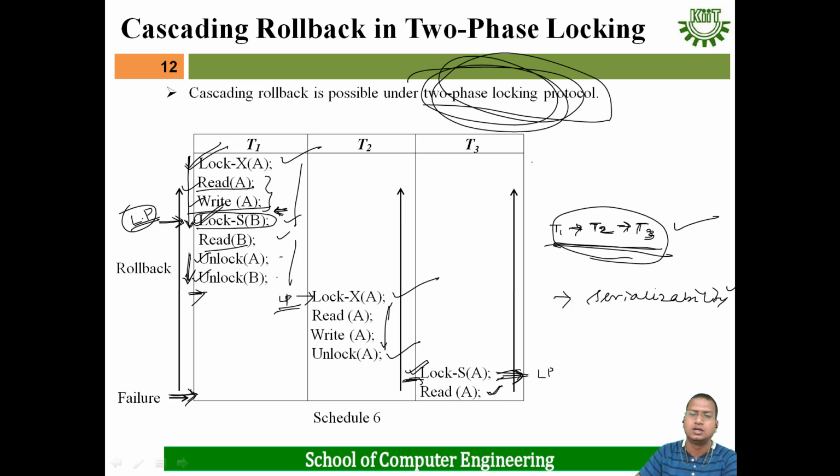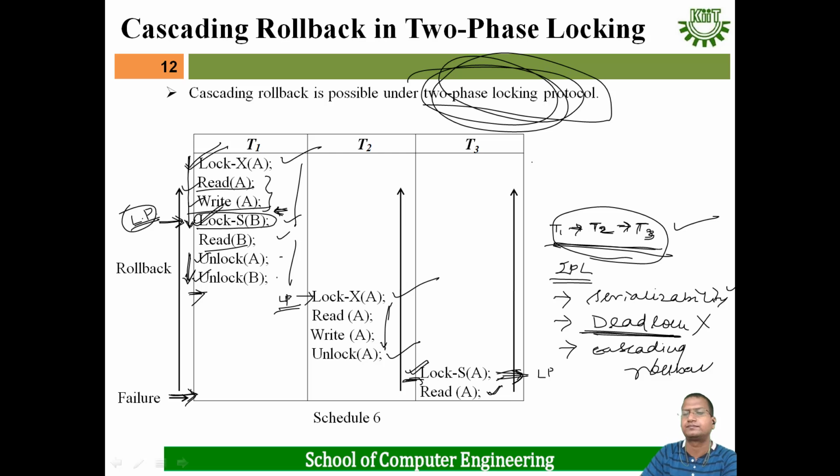Serializability is always maintained, but a deadlock problem may happen. Deadlock is not ruled out. A deadlock may happen in two-phase locking protocol, 2PL, and another is cascading rollback. Cascading rollback may happen because we are not committing all the transactions. Cascading rollback will not occur if transaction T2 reads a data item only after transaction T1 has committed it. In two-phase locking protocol, deadlock and cascading rollback are the problems.